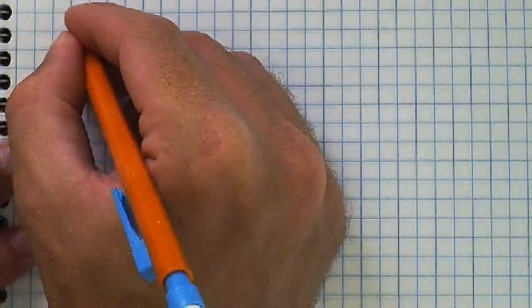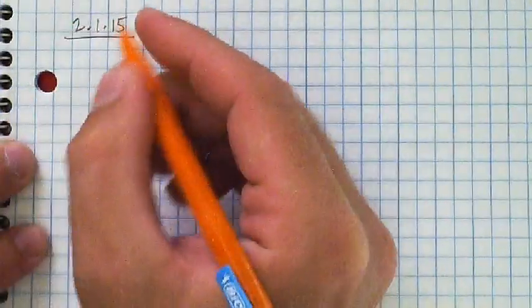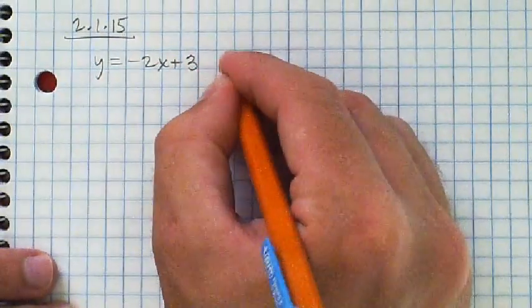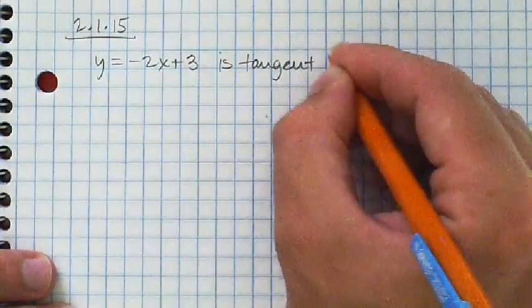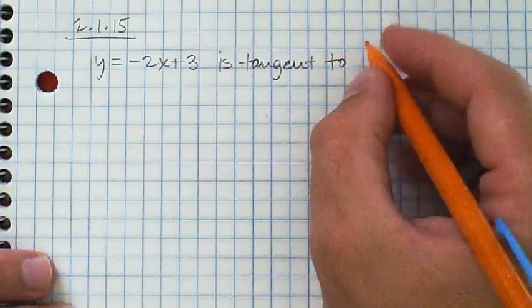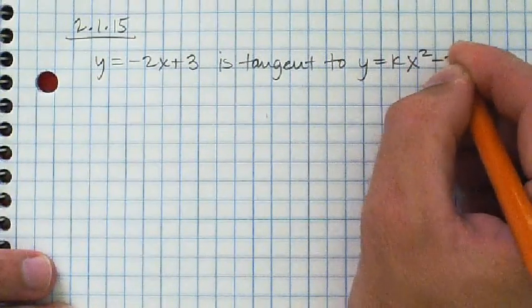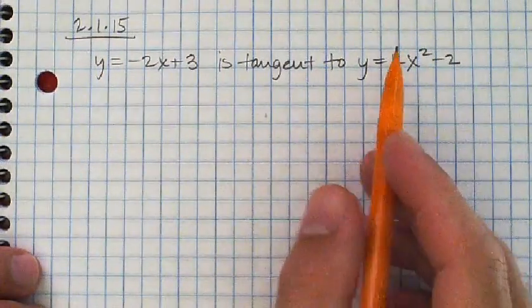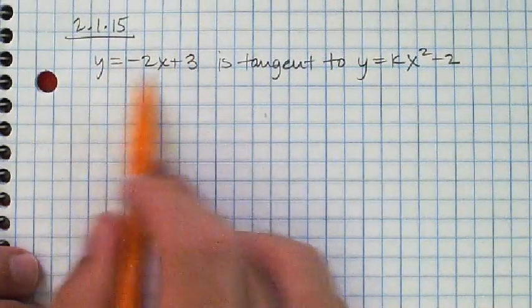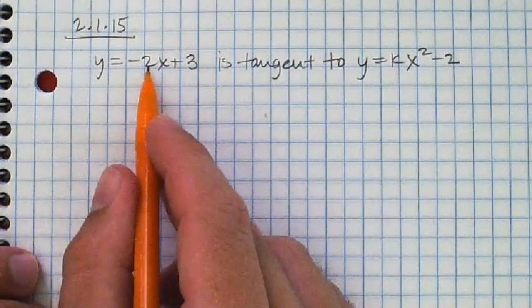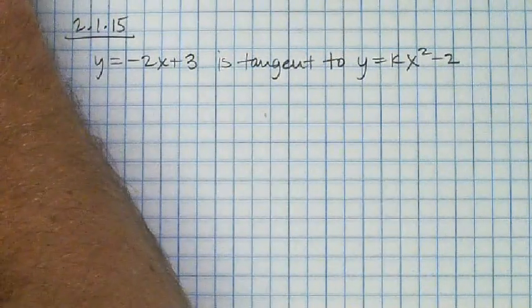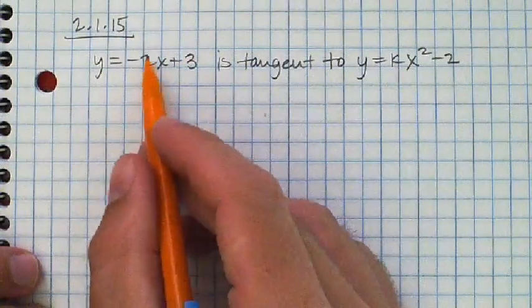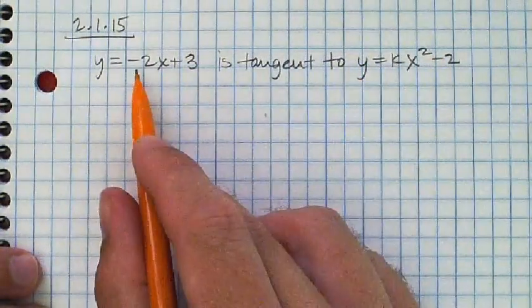So find the value of k for which the line y equals negative 2x plus 3 is tangent to y equals kx squared minus 2. All right, if this is the line tangent, then the derivative is going to have to equal negative 2. That's something I know. Did they give us an x value? They did not. So the only thing I know is that if it's tangent there, the derivative at that point has to be negative 2.